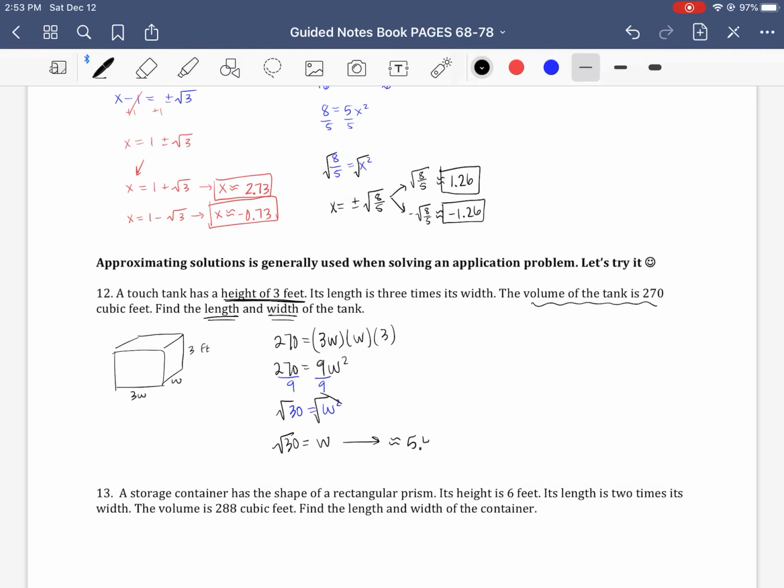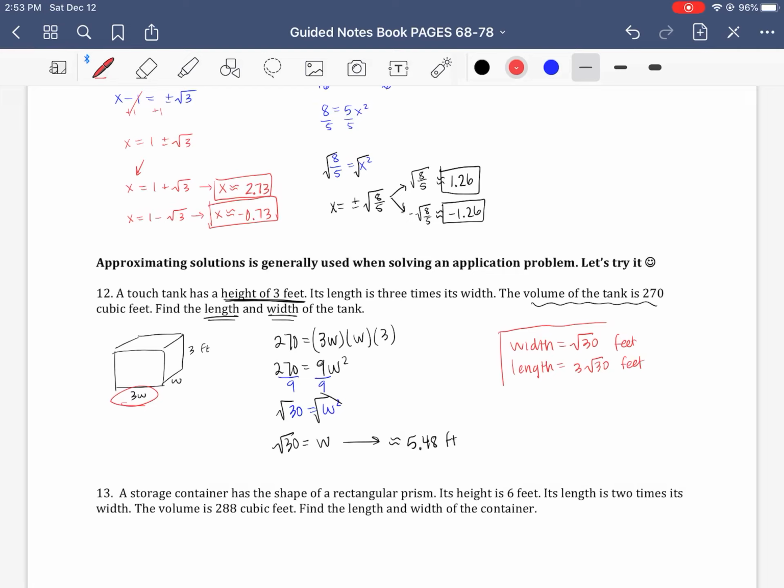feet. So we could either approximate 5.48 feet, or again, if we're leaving it as the square root of 30, we could say it's the square root of 30. So in this case, we know that the width is equal to the square root of 30, and the length, remember, is just 3 times the width. So we could say 3 square root of 30. Okay? Or you can write your approximate as well.